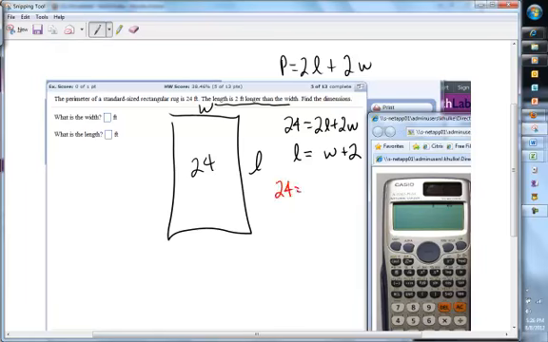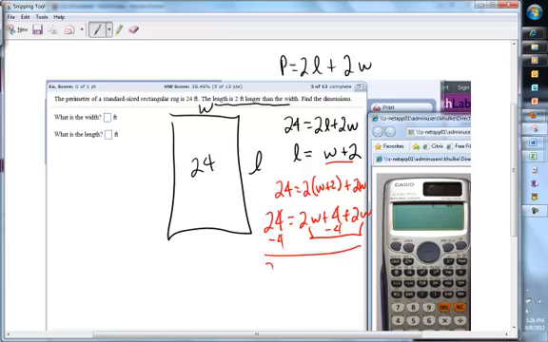24 equals 2 parentheses, W plus 2. Wherever we see length, we're going to write W plus 2, plus 2W. 24 equals 2W plus 4 plus another 2W. Combine these two and subtract 4 from each side. We have 20 is 4W. Divide both sides by 4. We have the width is 5, and we have the length is 7.